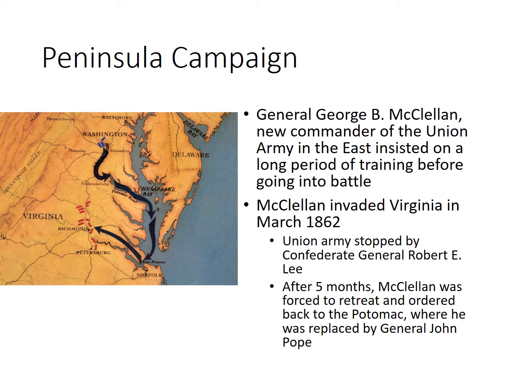So McClellan invaded Virginia in March of 1862. And you can see that on the map there. It's known as the Peninsula Campaign. They went down around the peninsula and up to try to get to Richmond. The Union Army was stopped by Confederate General Robert E. Lee, and after 5 months, McClellan was forced to retreat and ordered back to the Potomac, where he was replaced by General John Pope. The Union went through a lot of generals to get to a good leader.